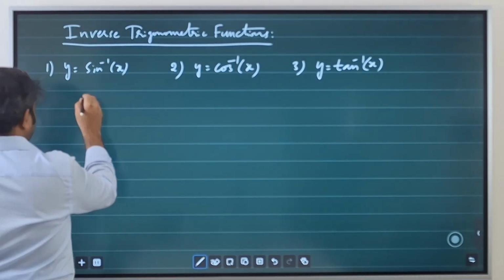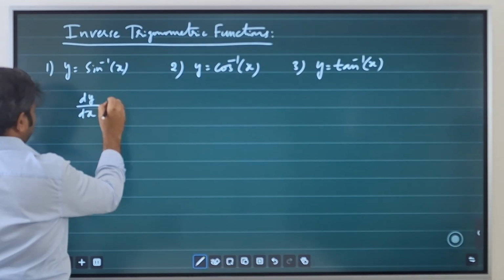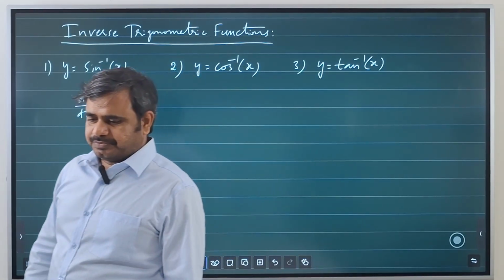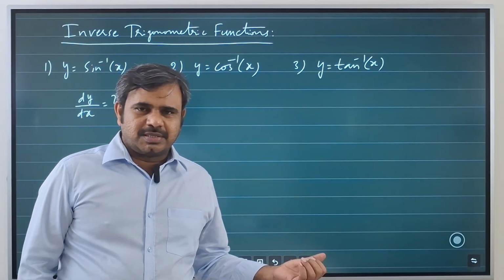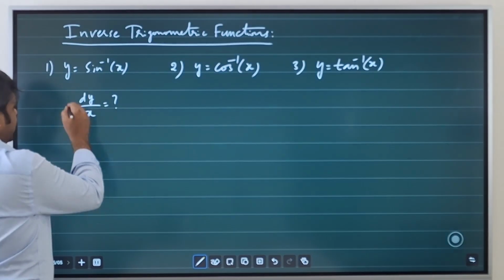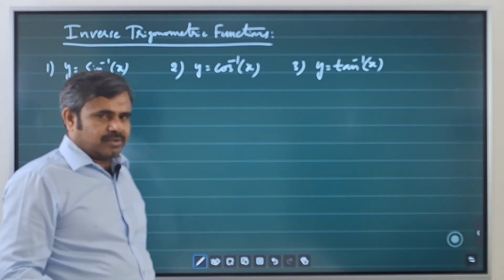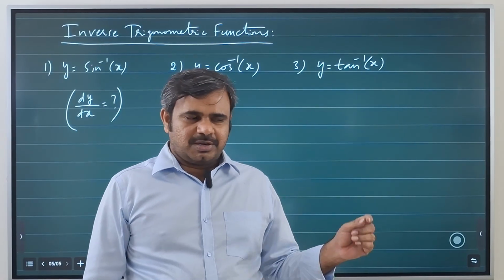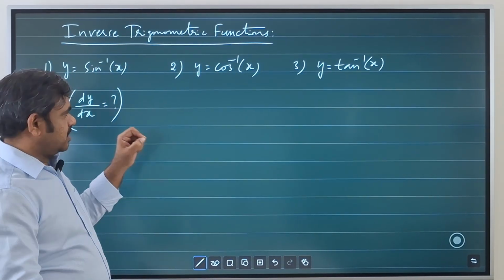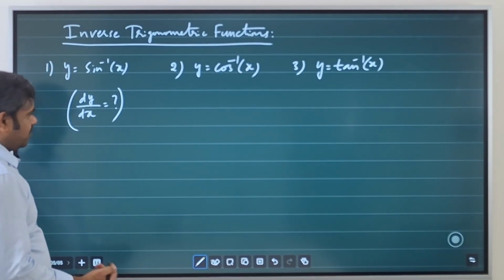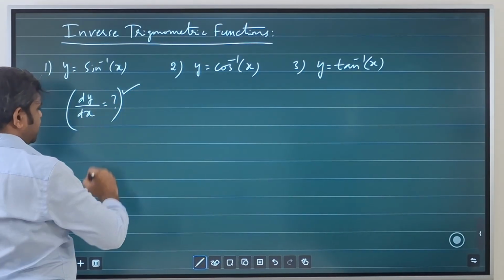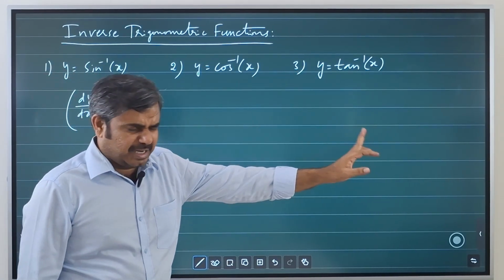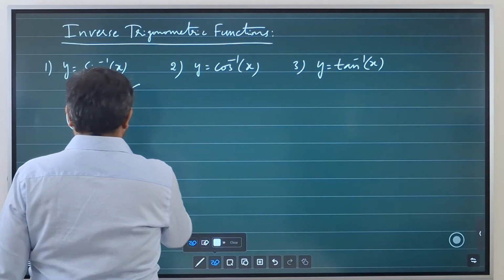So for these three functions, we are going to discuss how to find dy by dx. We know what dy by dx is. You know what dy by dx means, right? The rate of change in y with respect to x at a given value of x at a particular point. So that's what we are trying to find out. So we'll find dy by dx, the derivative of y with respect to x, for sine inverse x, cos inverse x, and tan inverse x. Now let's discuss the first one.